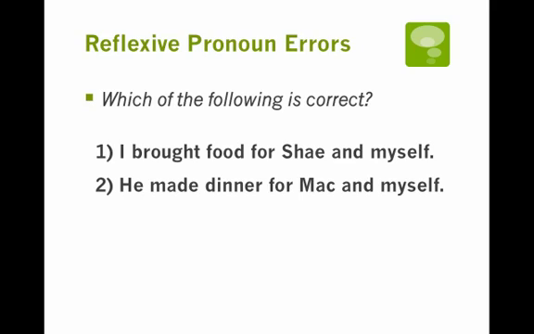He made dinner for Mac and myself. He is now the subject of my sentence. I can't use myself at the end. I would say he made dinner for Mac and me. Not Mac and I, because it's the objective case. He made dinner for me.